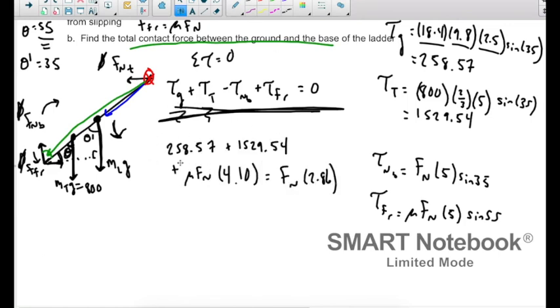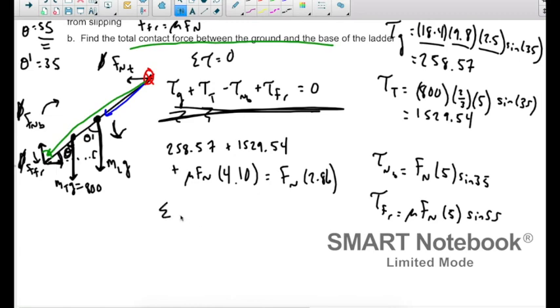Okay, so here's what my torque expression simplifies to. I've just rearranged it, gotten all the positives on one side. I brought the negative force from the normal force over to the right. So you can see my problem. I have two unknowns, so I need another equation, don't I?